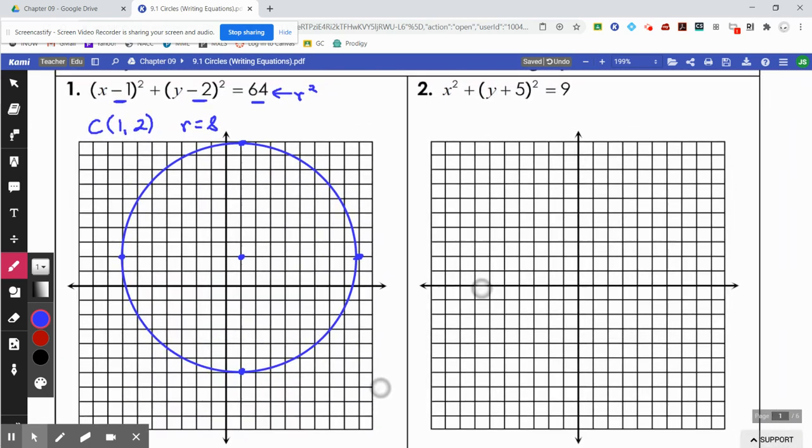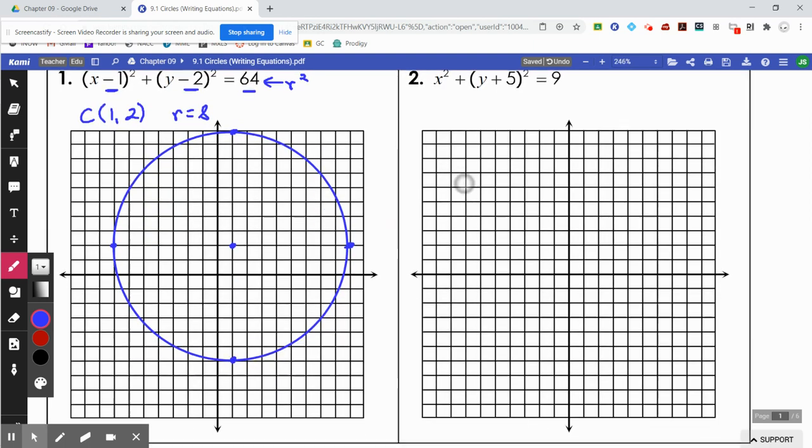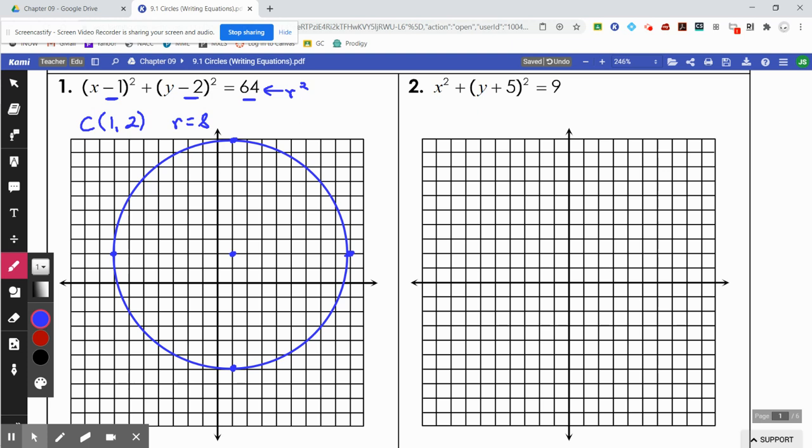Number 2, and you can draw these any way you'd want to. If you've got a compass, obviously that is the best way to draw these, or you can just try to freehand them. First off, let's find our center.